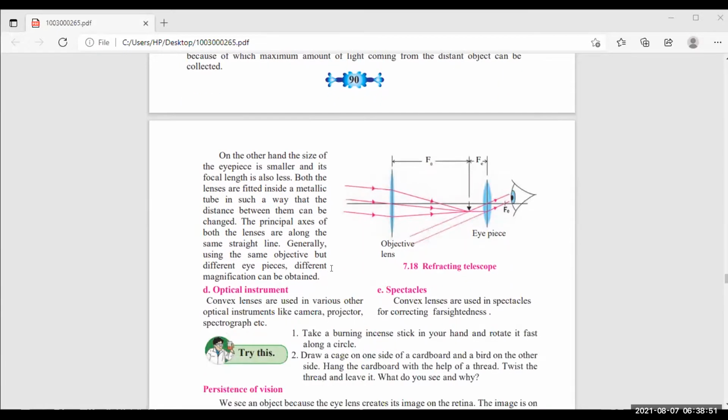One more thing: the objective lens is bigger than our eyepiece lens. So the two lenses differ in focal length as well as in size. Both lenses are fitted inside a metallic hollow pipe-like structure. It's not a very small distance; there is a big distance between these two lenses, and their principal axes lie on the same line.